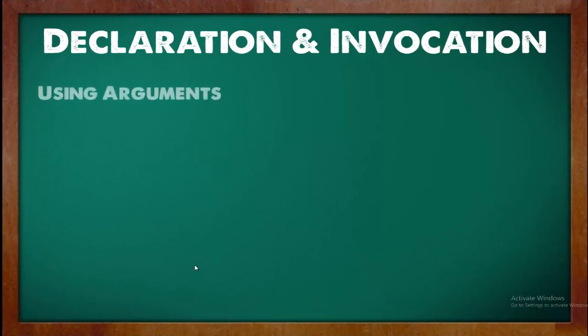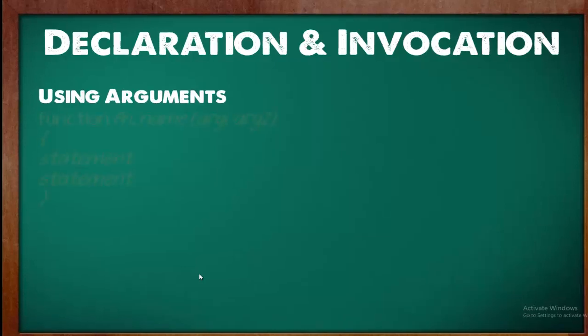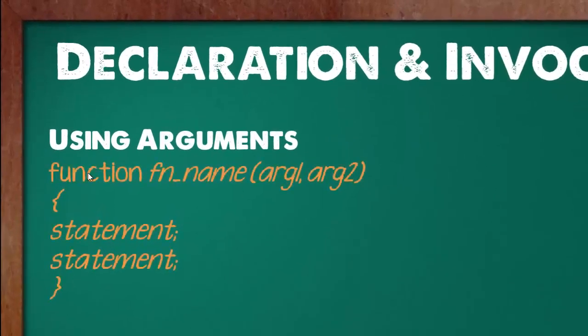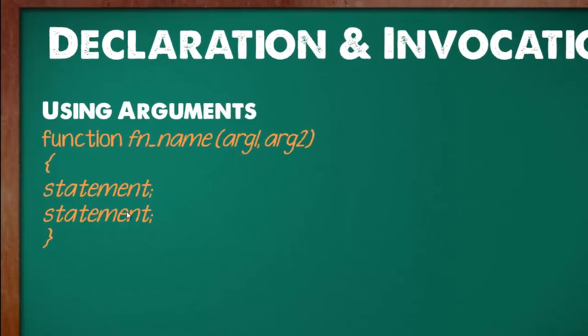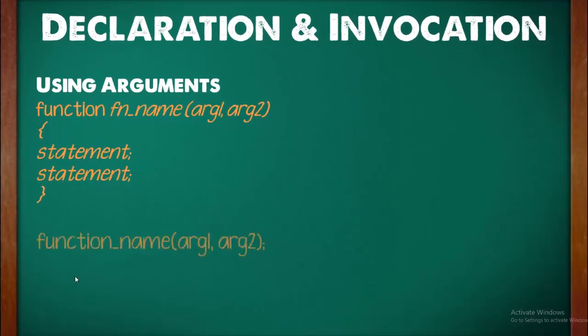If I want to pass arguments, that is parameters, the syntax is the function keyword, followed by the function name, and within the parentheses you can pass any number of arguments. In this syntax I passed only 2, but it doesn't mean you have to pass only 2 arguments. You can pass n number of arguments. Inside the curly braces I have given the statements, and to call this function you use the function name, and within the parentheses you give the arguments which you have defined here. This is one way to call a particular function.